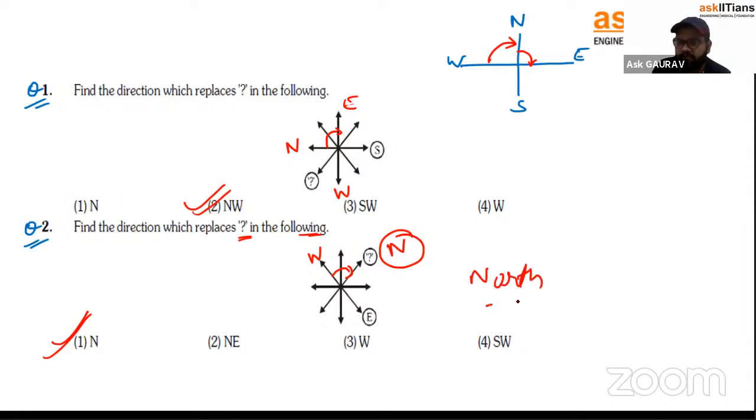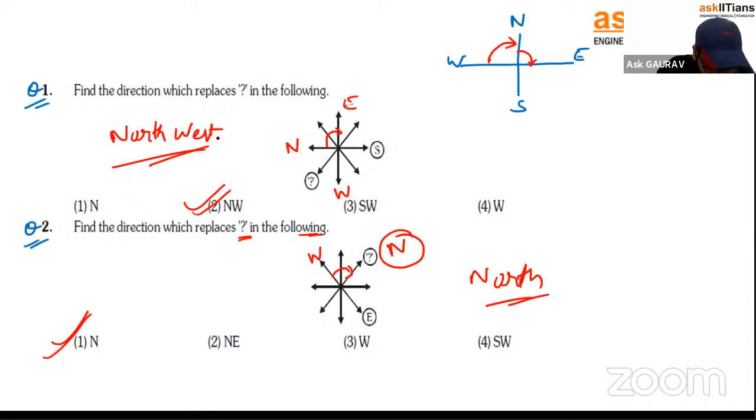Is that clear? These are simple now. This will be northwest. Okay, is it clear to everyone? Yeah. Yes, Jatin, yes. Okay.